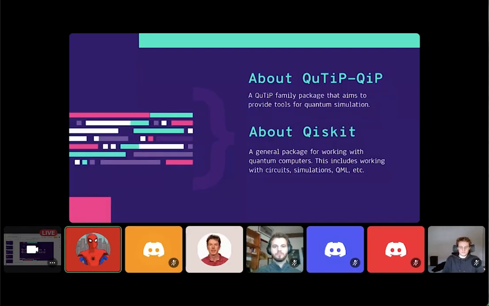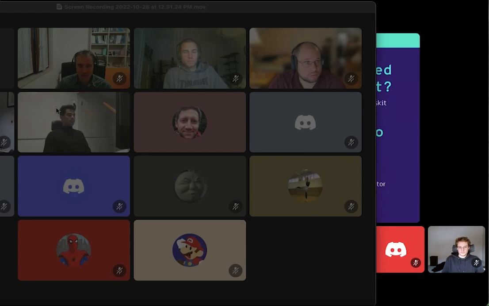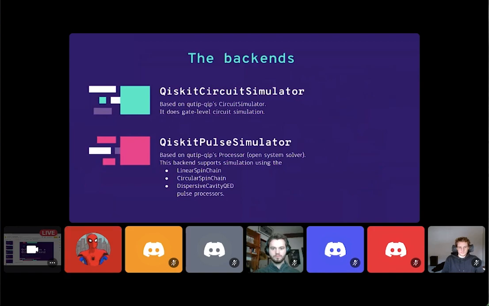Machine learning as well. So the aim of this project was to create a submodule that allows circuits made in Qiskit to be run on QuTiP-QiP simulators. What it did was take circuits made in Qiskit, convert them to QuTiP circuits, and then these converted circuits were run on whatever choice of simulator.